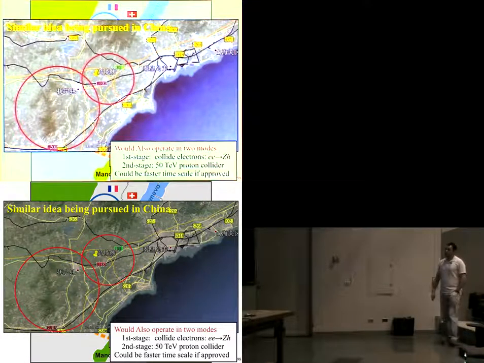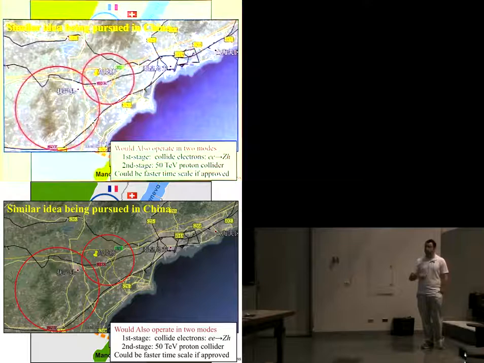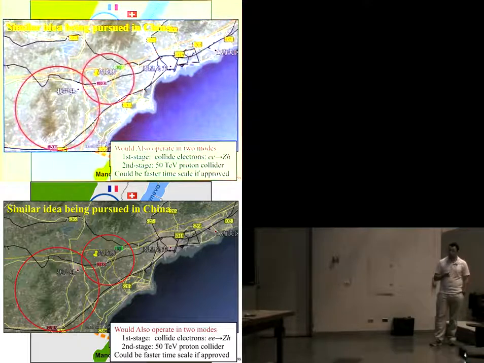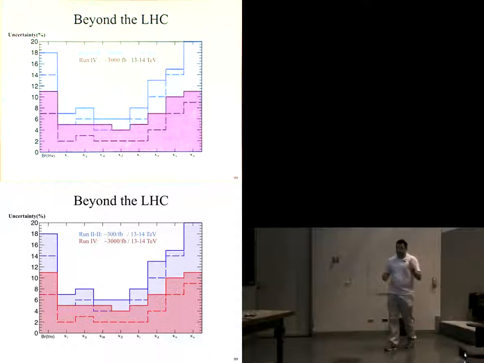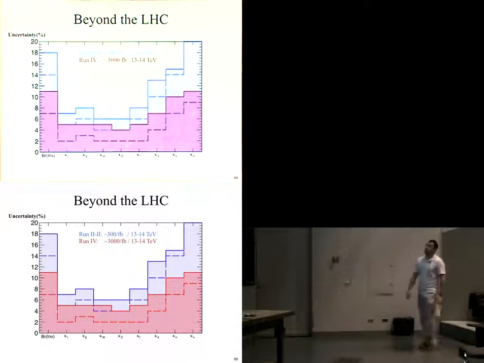There's also one, interestingly, from China. So it's a very similar idea. They would also operate in two modes, so they'd have an electron and a proton stage. The proton stage is likely 50 TeV, but similar sort of levels of increase with respect to the LHC. This is interesting because it could go on a faster time scale if it's approved. Okay, but it's really getting after the same sorts of physics.